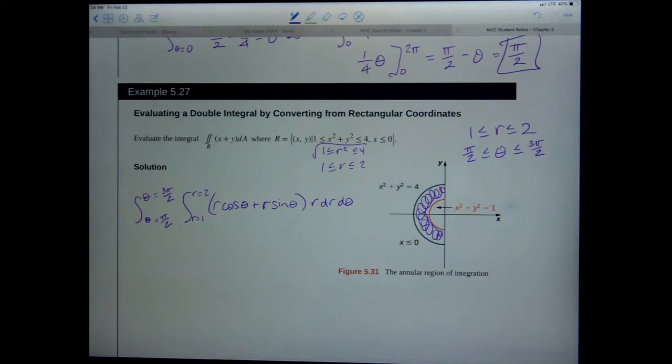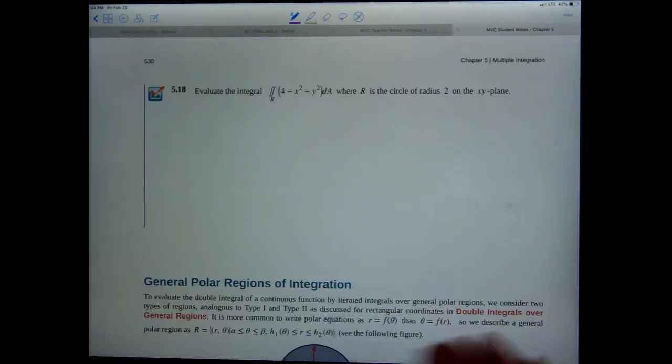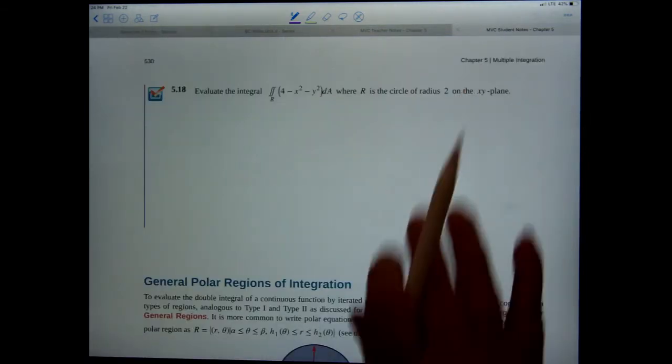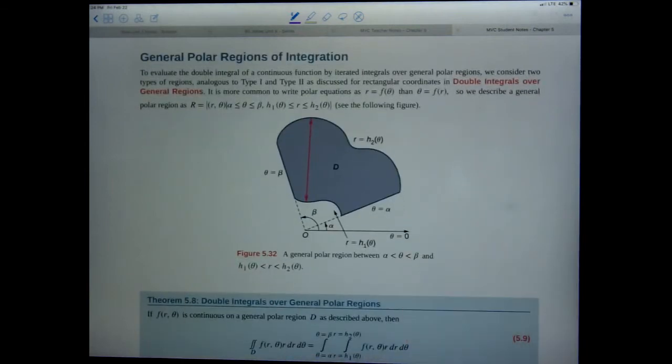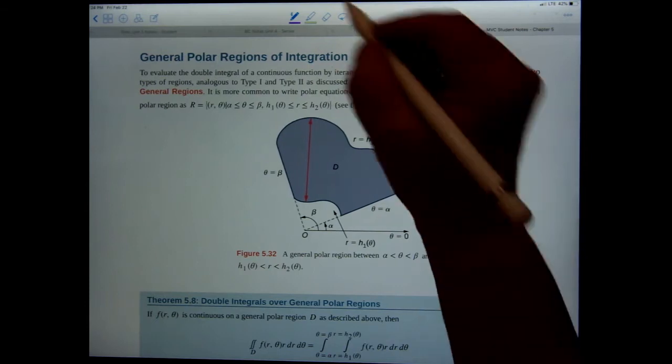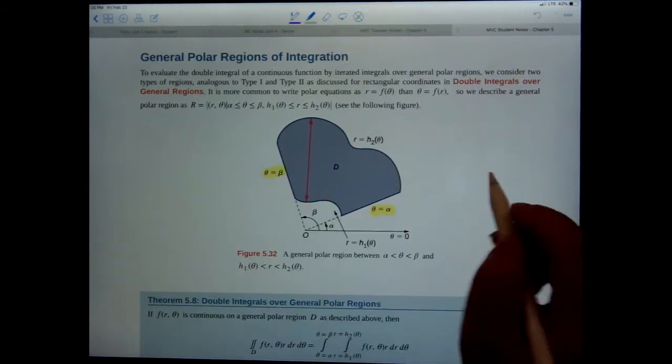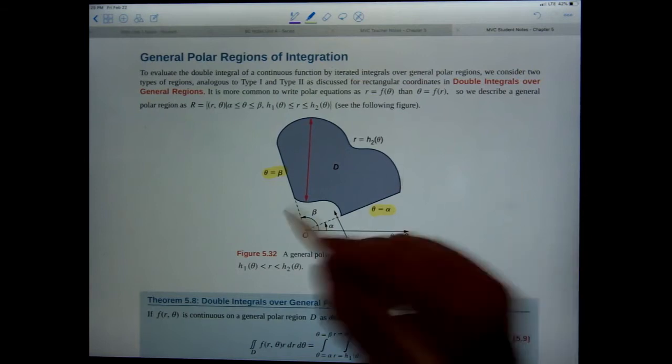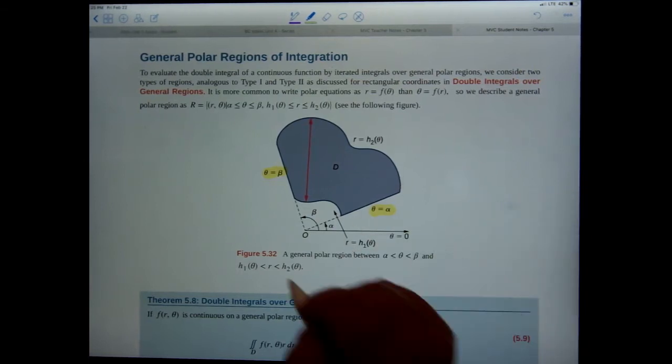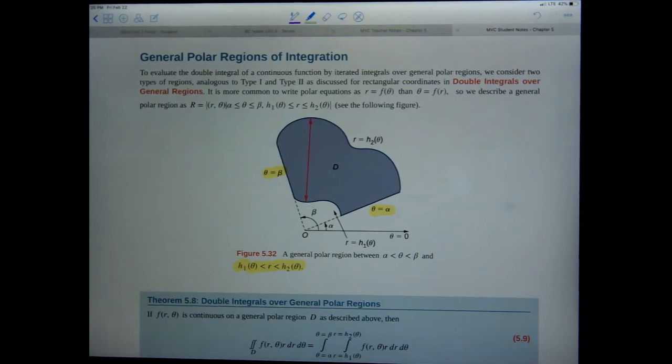All right. Now we're going to move on. What if it's not circles? What if it's not pieces of donut? What if it's something blobby like that? Okay? So the thetas are still going to be numbers. It's still going to go from like pi over 6 to pi over 2. But what's going to change is r is no longer going to be constants. r is going to be equations in terms of theta. So we have an h1 of theta and an h2 of theta.